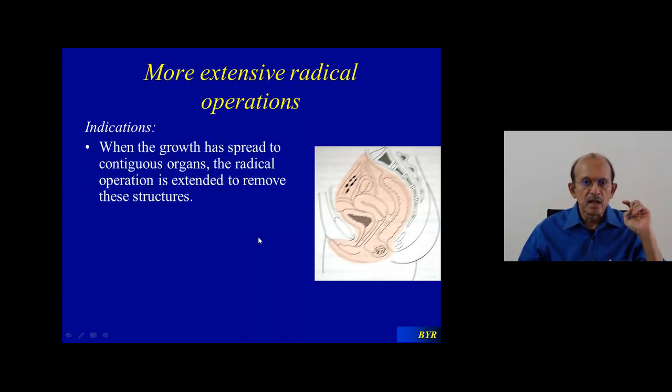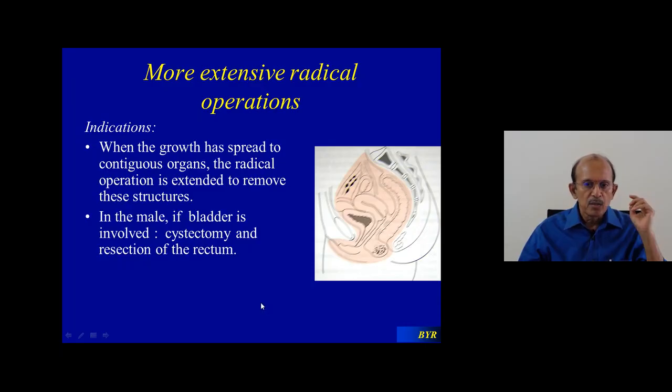More extensive radical operations: when the growth has spread to the contiguous organs, the radical operation is extended to remove these structures also. That means if the rectal growth has involved the uterus or the vagina, or in males the prostate or the urinary bladder, those organs are also included in the resection. In the male, if the bladder is involved, cystectomy and resection of the rectum is done. In the female, hysterectomy plus excision of the rectum is done.